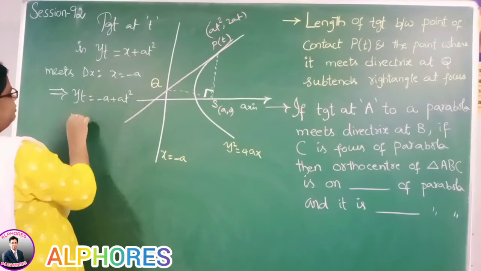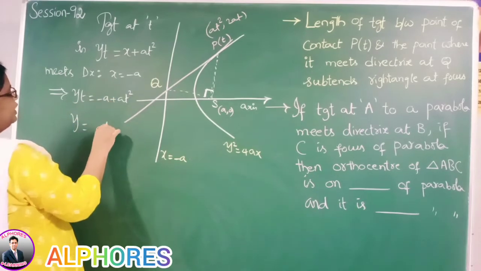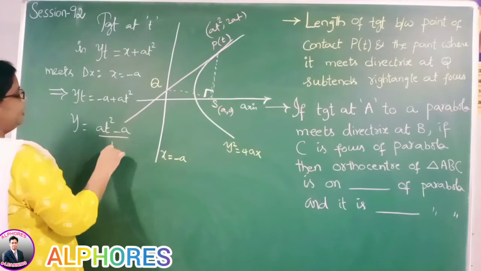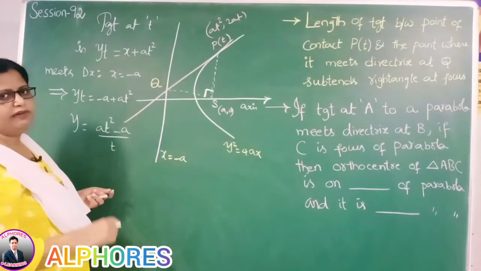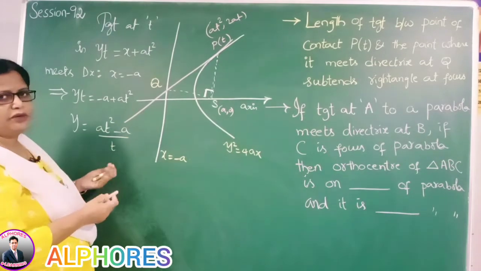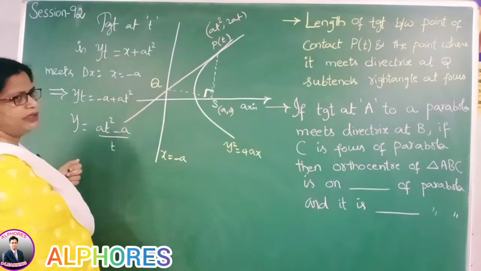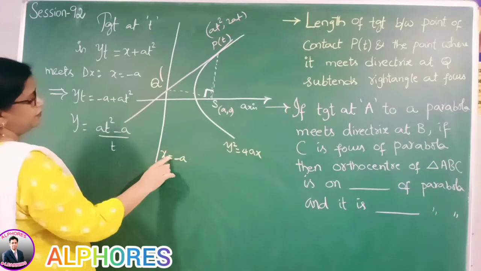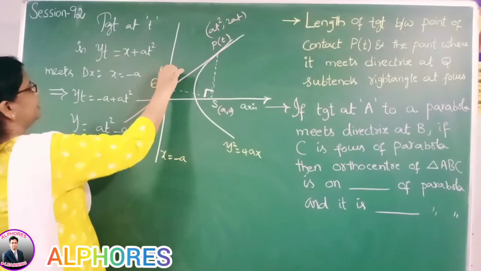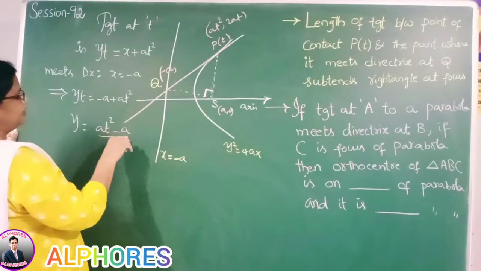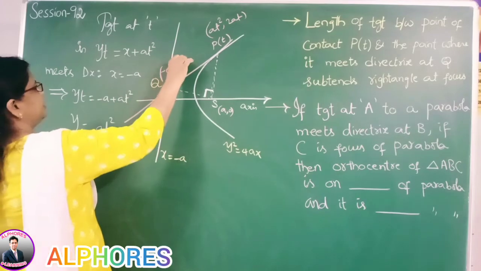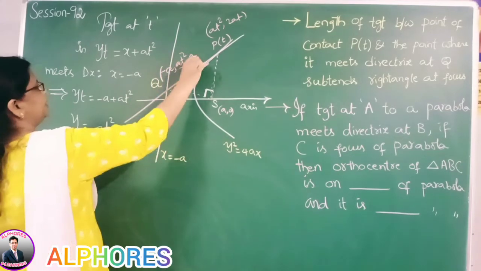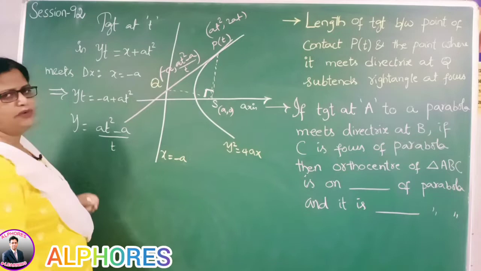Then what about the y value here? It is (at square minus a) divided by t. So this is our y value. Hence the coordinates of Q: the abscissa is minus a, and the ordinate you got is (at square minus a) divided by t. So this is our Q.